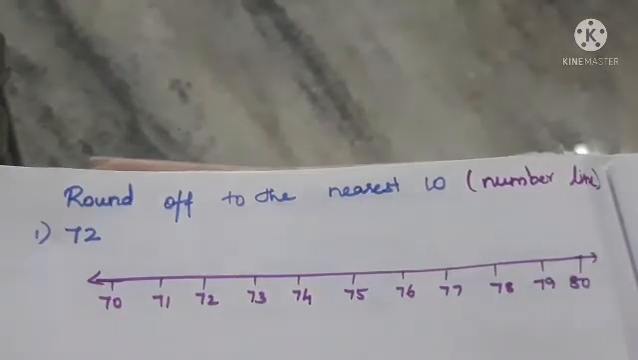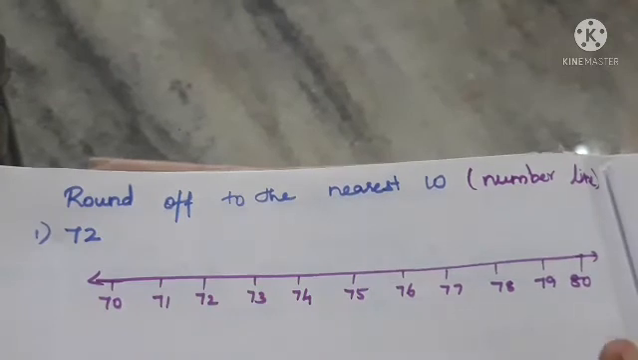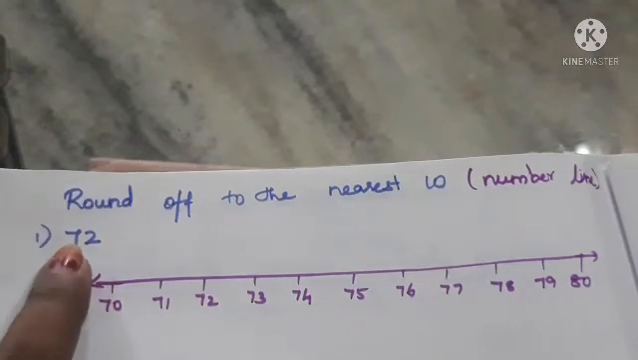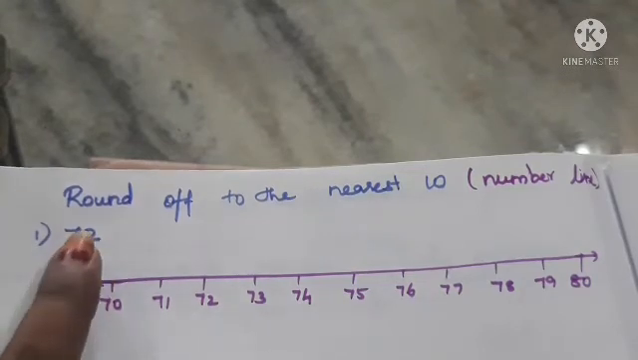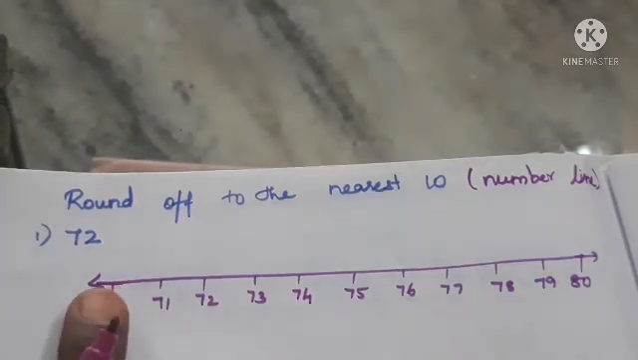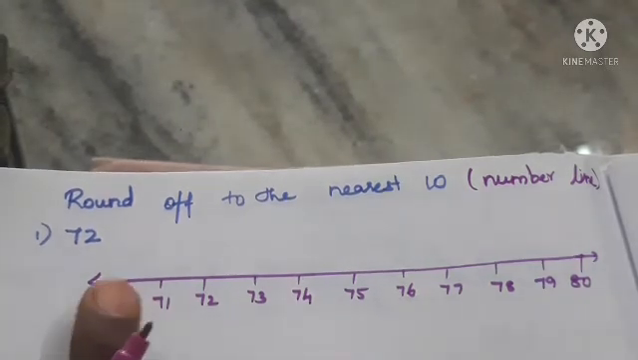Okay ma, to round off a number to the nearest 10 we have to focus on where, ma? Focus on the ones place. Okay, so here we have 72, 2 is the ones place and 7 is the tens place. So if you want to round to the nearest tens, we have to focus on the digit in the ones place. Okay, so if the digit in the ones place is less than 5, we have to round down.